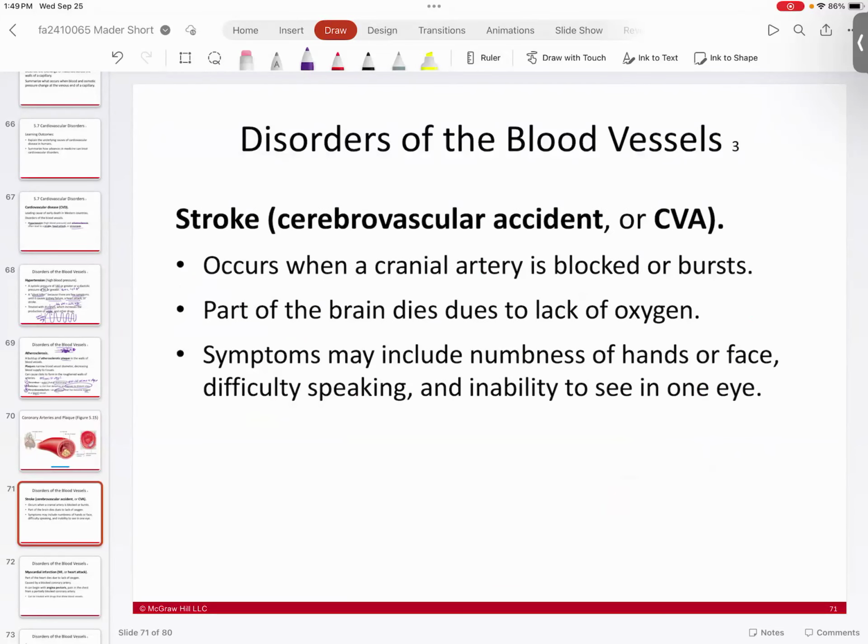So the third one we had was stroke, right, which we call cerebrovascular accident, which I always thought was kind of odd, right? It's like, well, what kind of an accident is that? It's kind of strange to call it an accident. Like, whoops, sorry, didn't mean to have a stroke on you, right? But this is basically what happens when a cranial artery is blocked or burst. So both of these result in deficiency of blood flow.